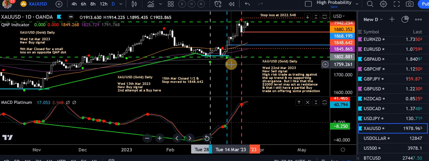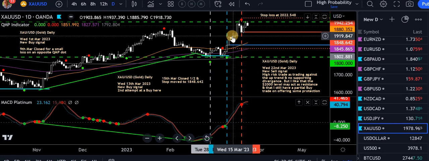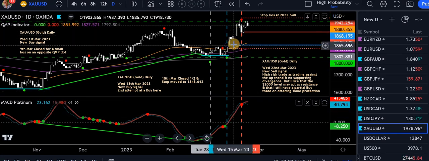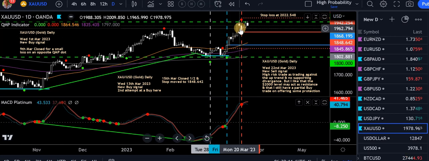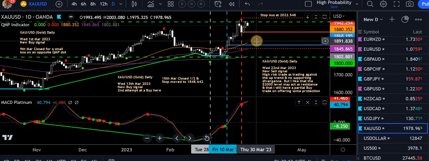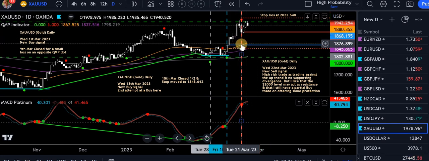So let's have a look where the 15th of March is. Yeah, I don't know why I closed there. MACD Platinum through the zero level, closed half, dragged my stop up, and it's just shot up to the 2000 now. I've taken this sell here on the 22nd of March, so on the open of that candle.